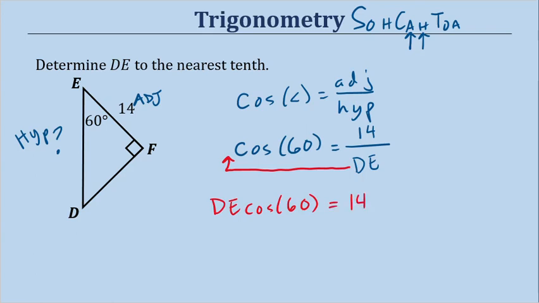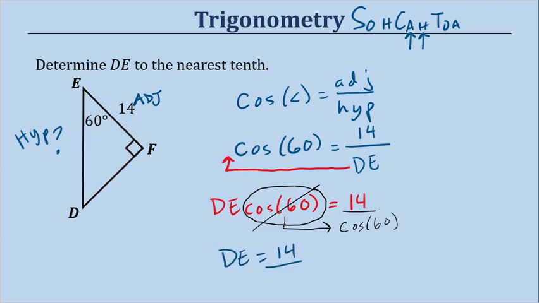Now, if the numbers are already together on one side of the equation, I can stop and go to my calculator. Unfortunately, that's not the case here. So because my numbers are separated by the equal sign, that means that the thing I'm looking for, DE, is not alone. So I have to take whatever my trig is, and I have to cancel it from the left side by putting it underneath the right side. Essentially, I'm dividing both sides by cosine of 60. And that's going to give me DE equals 14 over cosine of 60.